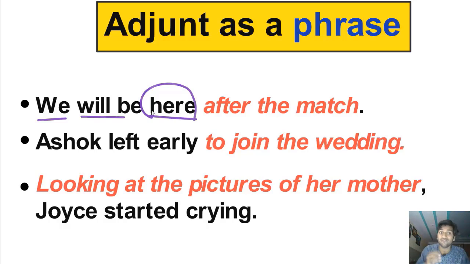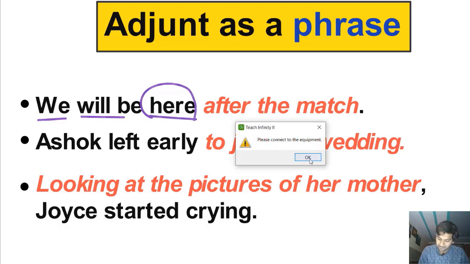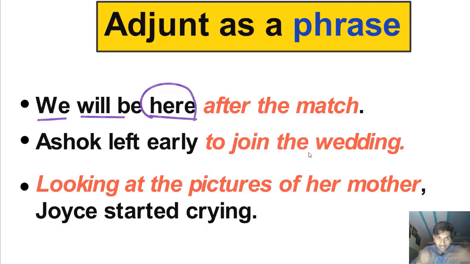If I simply say, we will be what? We will be where? It makes you ask a question. So this piece of information here is essential to the meaning of the sentence. It is a complement of the subject. We will be here. When? After the match.